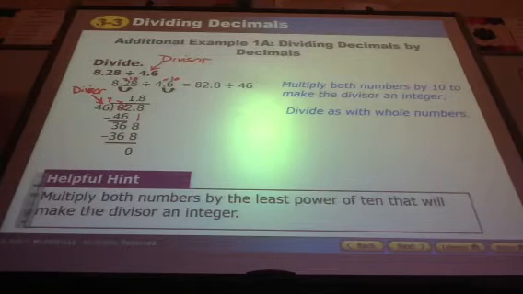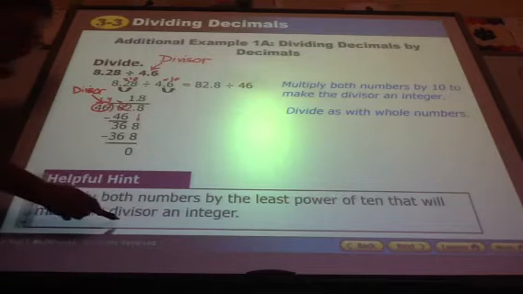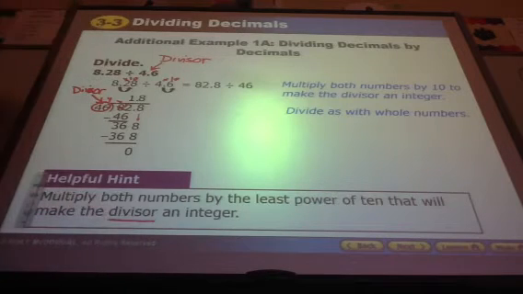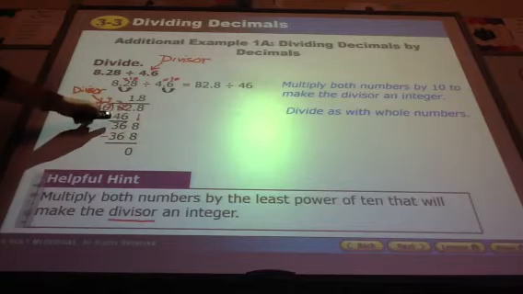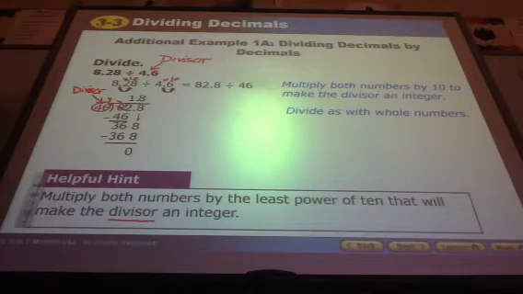Okay, helpful hint down at the bottom. Multiply both numbers by the least power of 10 that will make the divisor an integer. Here's the divisor. And that's what you want to fill in the blank, the divisor. That's the number outside the little division house. That's what you're dividing this up into, this many pieces, 46 pieces, or 46 groups.